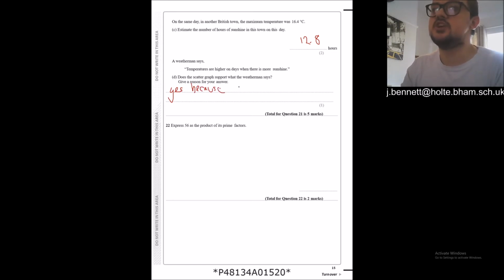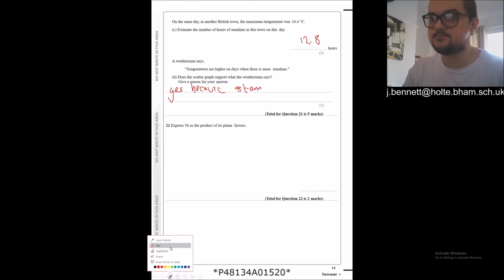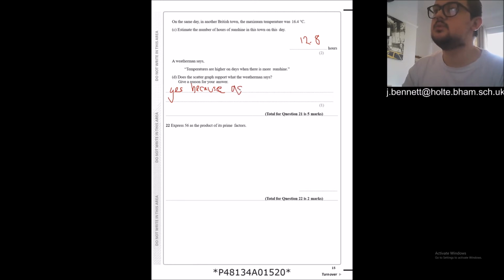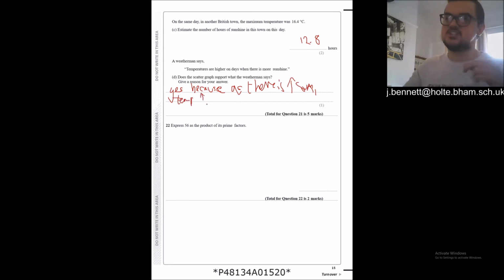the graph basically just shows that as there is more sunshine, as there is more sun, temperature goes up as well. I can't bother to write the whole thing, but you get the gist of it.